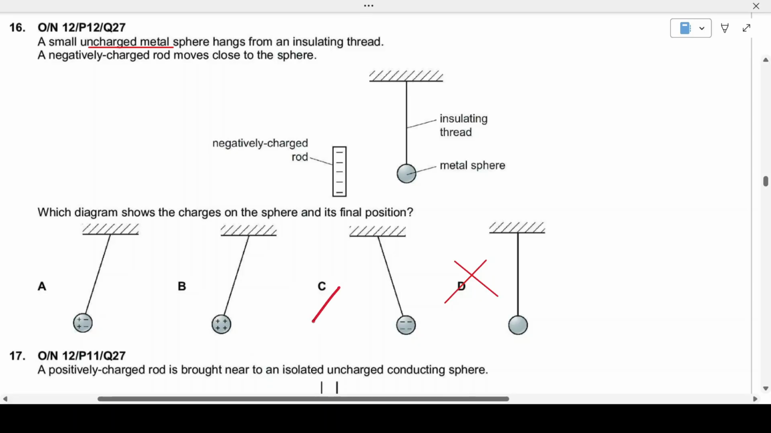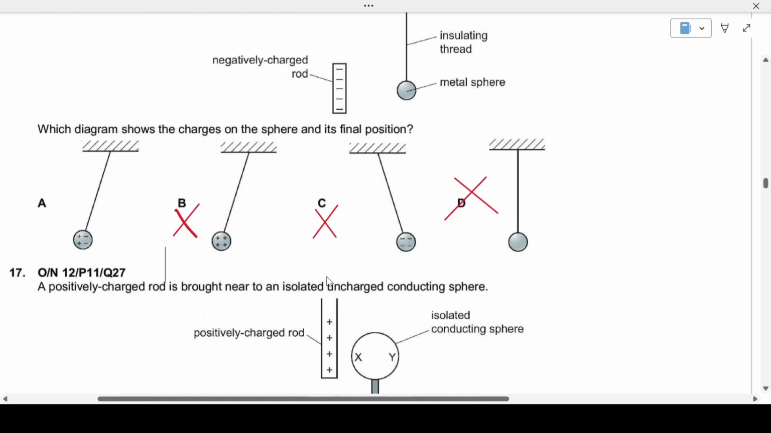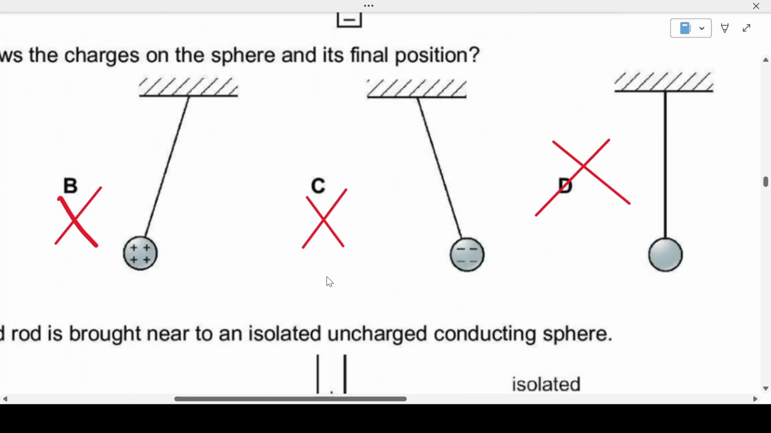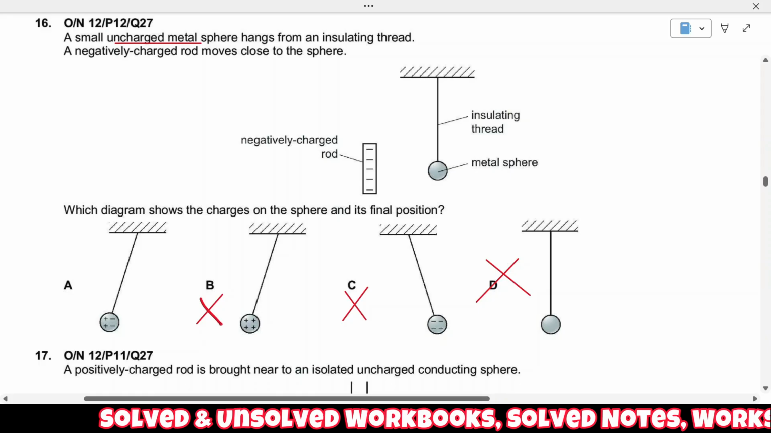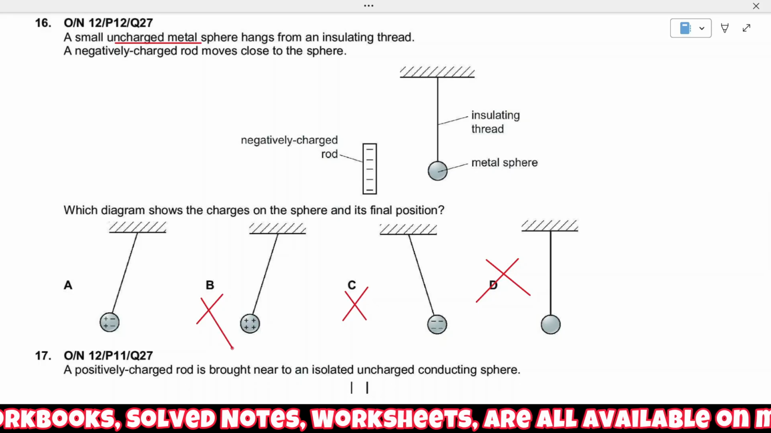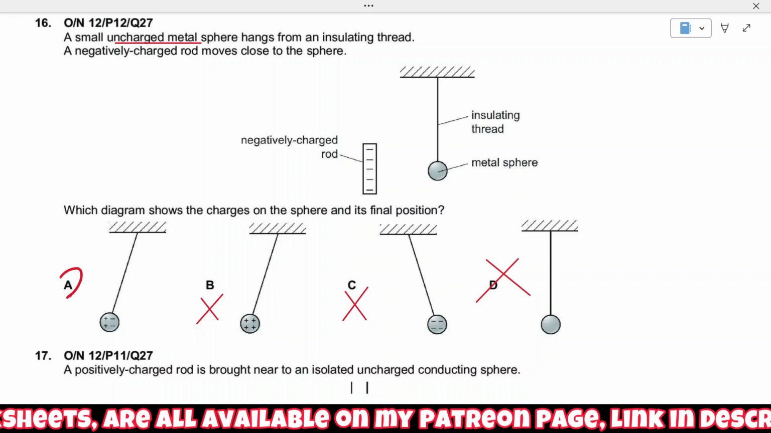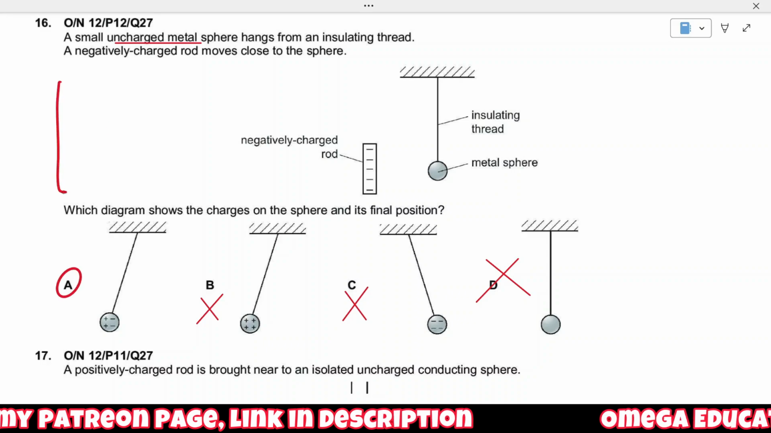Eliminated straight away. C and B are also eliminated because C and B say that the metal sphere has somehow become positively or negatively charged, but it's not. It was initially neutral and the sphere has not touched anything. There is no earth wire. So how could the neutral sphere become either positively or negatively charged? That cannot happen. So that leaves us with option A, and that makes sense also.